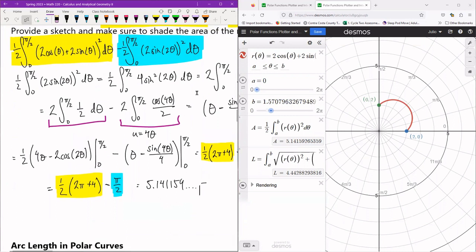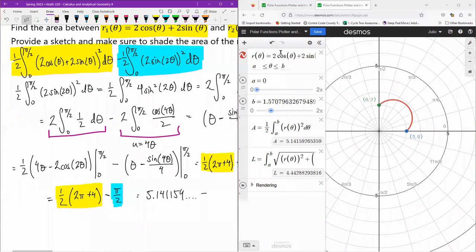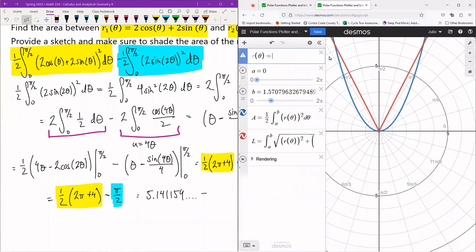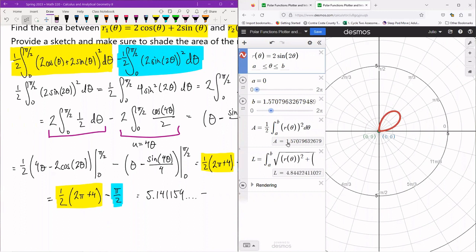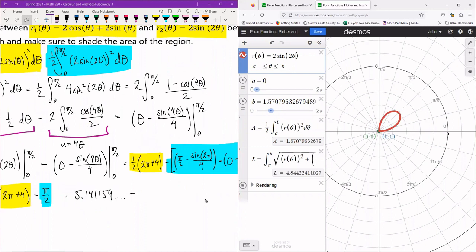Minus, and now I'm going to do the second portion, and this already squares it. That's what I'm saying, that you can't use it how you remember it to. I'm going to go ahead and put in the 2 sine of 2 theta. So then for this integral right here, my a is the 1.5707, that ends up being pi over 2. So minus pi over 2, so 1.5707. So if you actually compute these out, you get some answer.